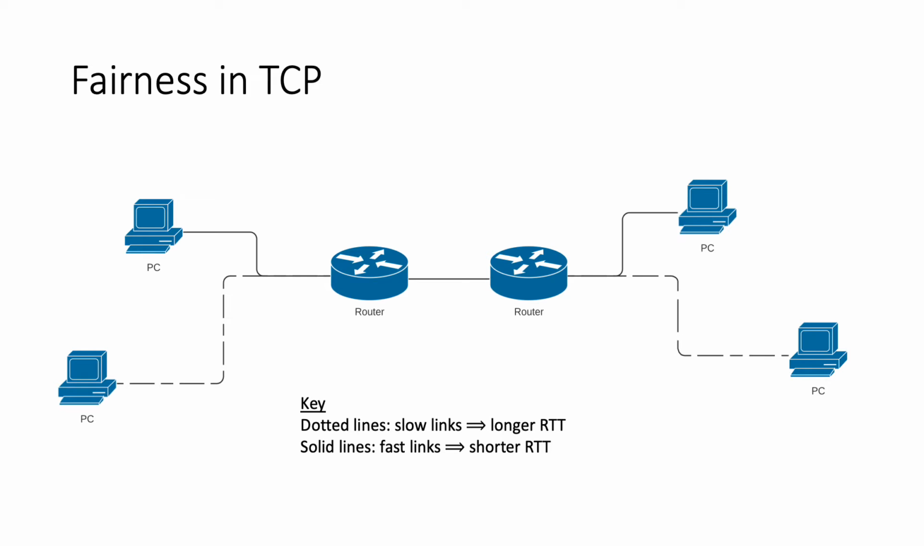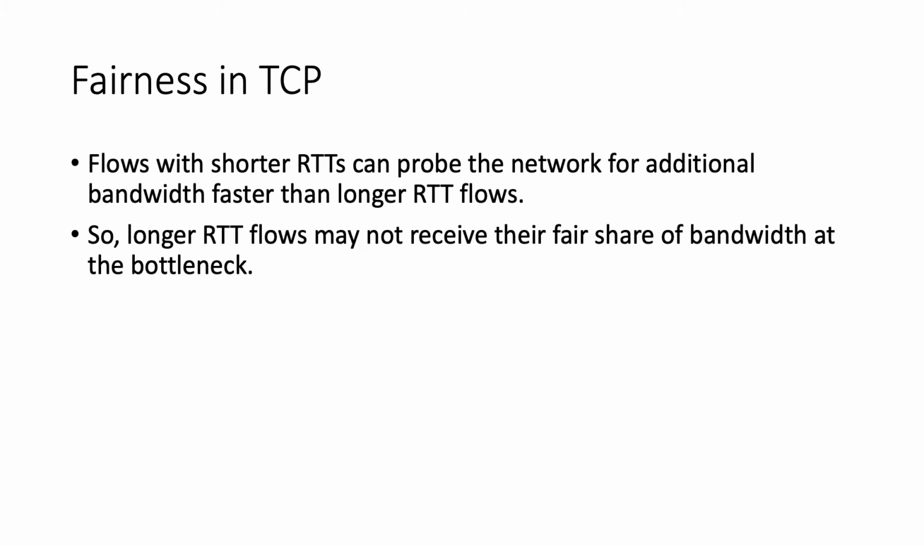Now, despite the fact that these two flows are the only two flows that are running, the fast link, the flow with the shorter RTT, will have a better throughput than the flow with the longer RTT. The reason being that TCP's congestion control algorithm is penalizing the flow with the longer RTT. Now, why does this occur? Flows with shorter RTTs can probe the network quicker than the flows with longer RTTs. And by probing the network, I mean probing the network for additional bandwidth to determine whether the congestion window can be increased or not. So the longer RTT flows may not receive their fair share of bandwidth at the bottleneck.